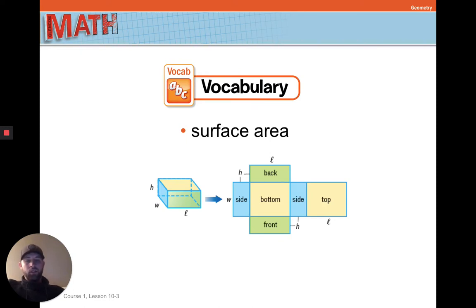Here is what this looks like. Vocabulary, I told you, surface area. Here's what a net looks like right here. Okay. We're going to start out with a 3D rectangular prism. It looks like this. Okay. And using nets means we just break this apart. Okay, we just break this apart.